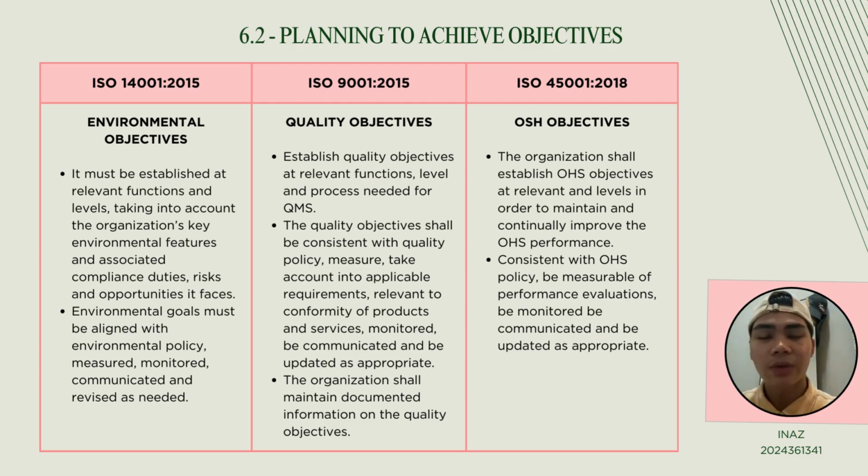For ISO 45001 OH&S objective, the organization shall establish OH&S objective at relevant function and level in order to maintain and continually improve the OH&S performance. Consistent with OH&S policy, measurable or capable of performance evaluation, monitored, communicated, and updated as appropriate.